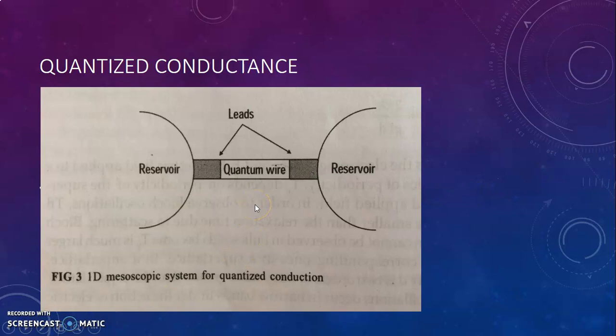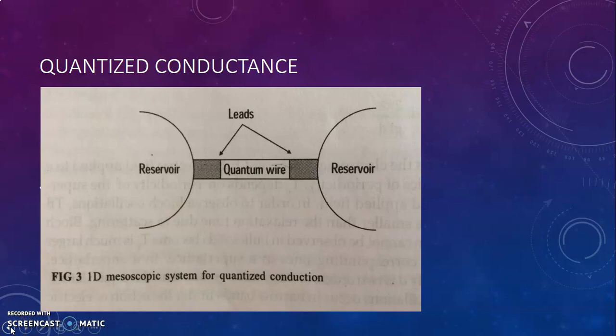Consider the figure. We have a small topic called quantized conductance. Consider two reservoirs of electrons connected by a short quantum wire. You can see it is connected by a short quantum wire and you have two leads here. The length of the wire is shorter than the electron mean free path in the material. Hence, there is no scattering and the transport is found to be ballistic. The leads are assumed to be ideal such that no scattering occurs.